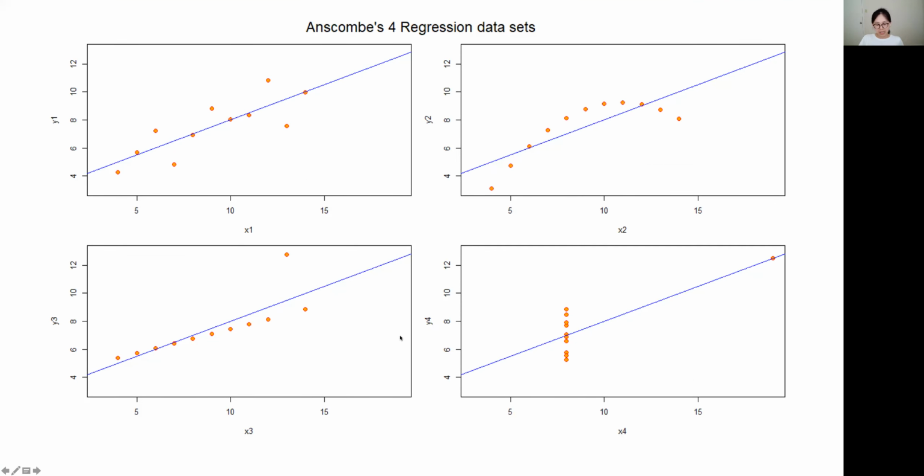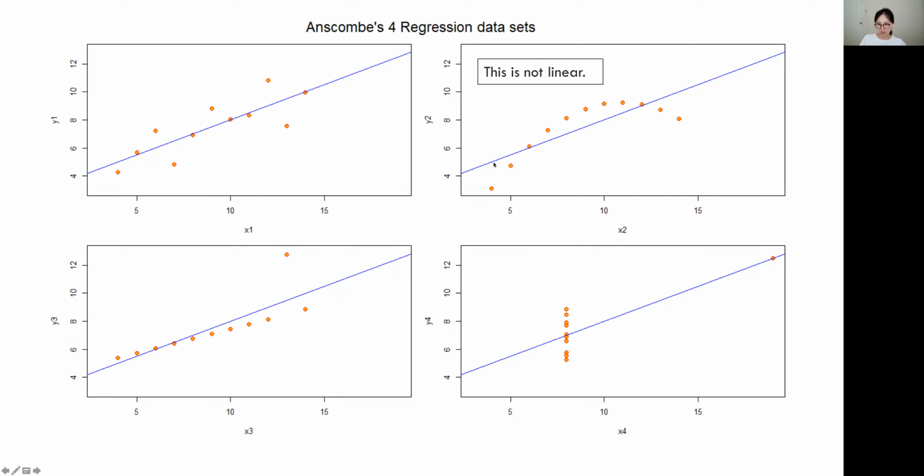But if you plot the data, it tells you the true story. For the first one, it looks okay, right? For the second one, the data is not really a linear relationship. For the third, there is an outlier data point. And for the fourth data set, this data point kind of controls the whole line.